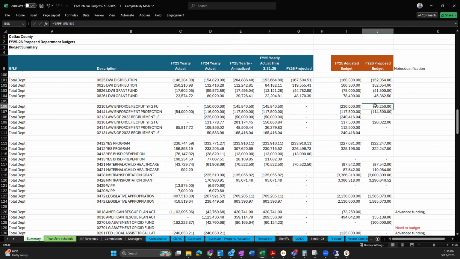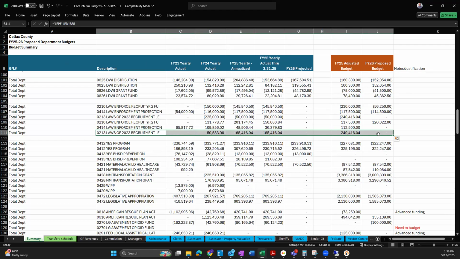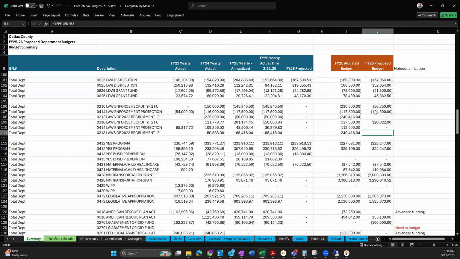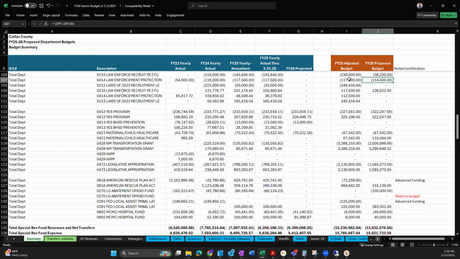So we have one fund here that's only getting $56,000. That's because it's in its third year, the 25% year. Another one rolled off, and has zero for this 213 fund. And then the LEPF, that 114,000 has been trued up to the actual distribution amount provided by the state. That's pretty close to what it was last year, just a $3,000 drop.